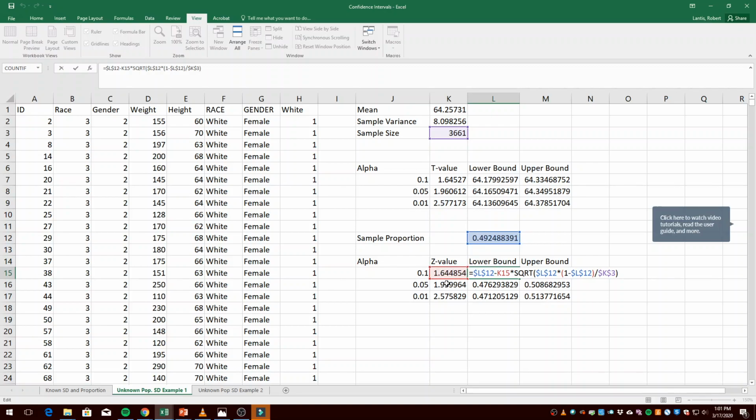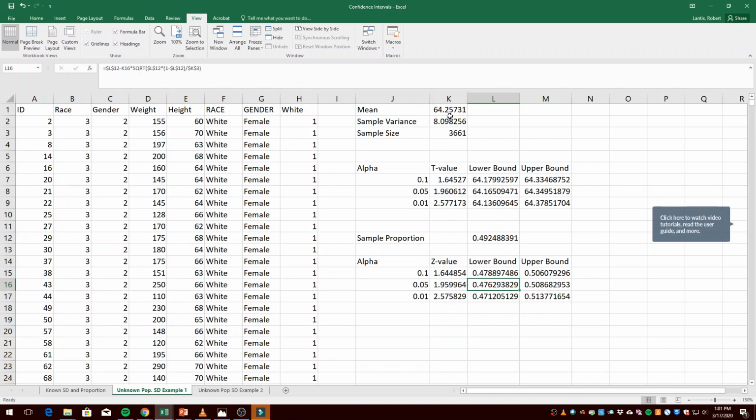But notice we find the same 3 z-values, because when we're looking at sample proportions, we know that the sample proportions will be normally distributed. Right? And so when I turn these into z-values, that's a standard normal distribution. Okay?